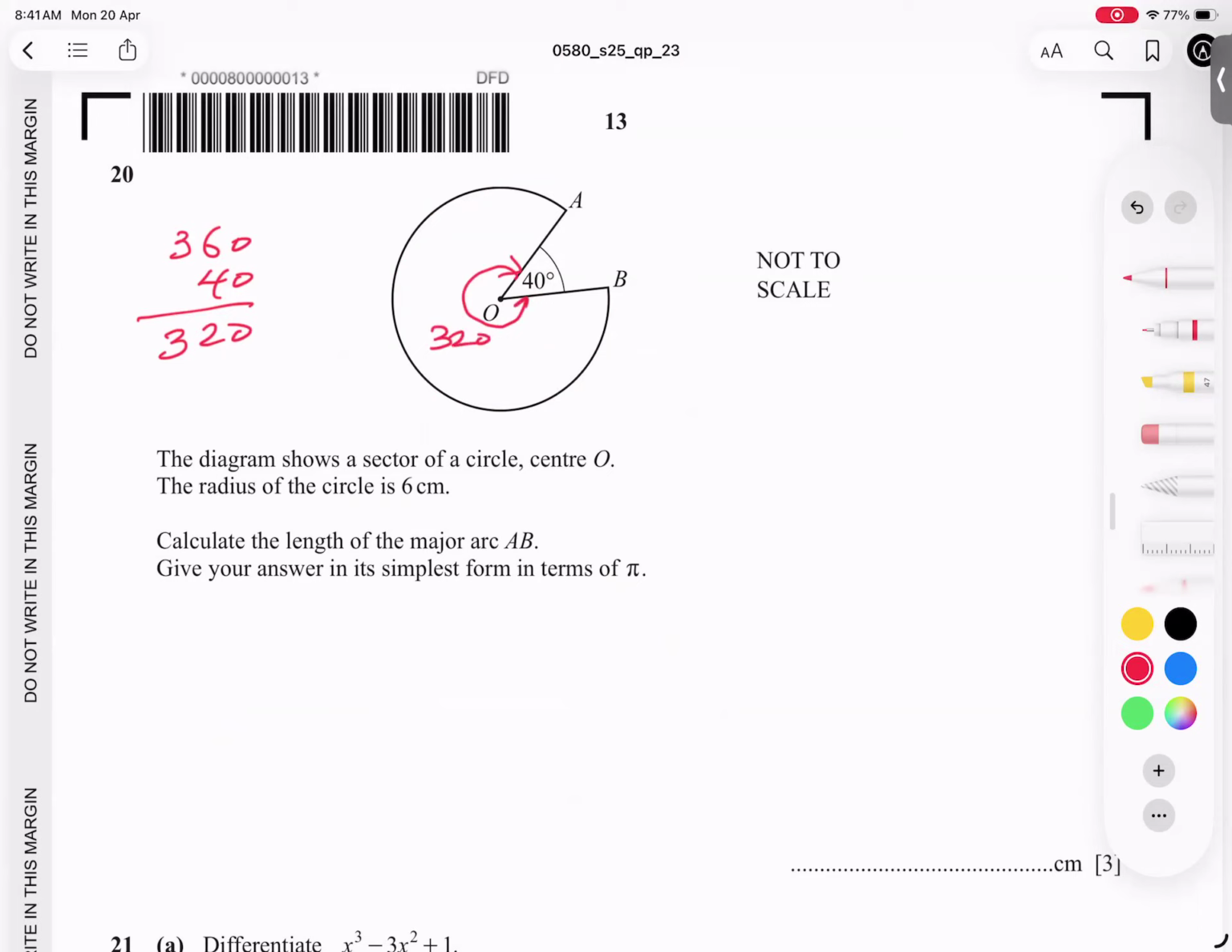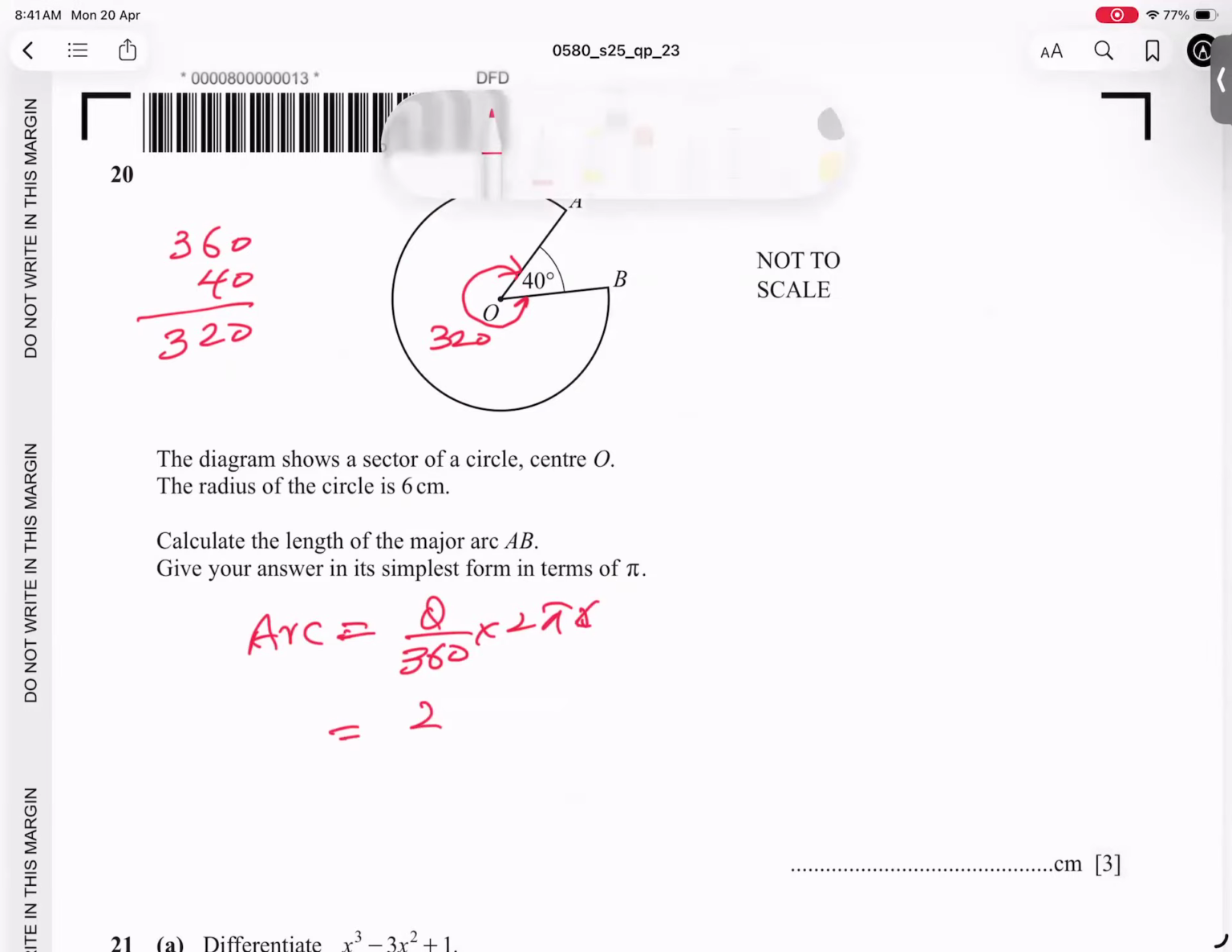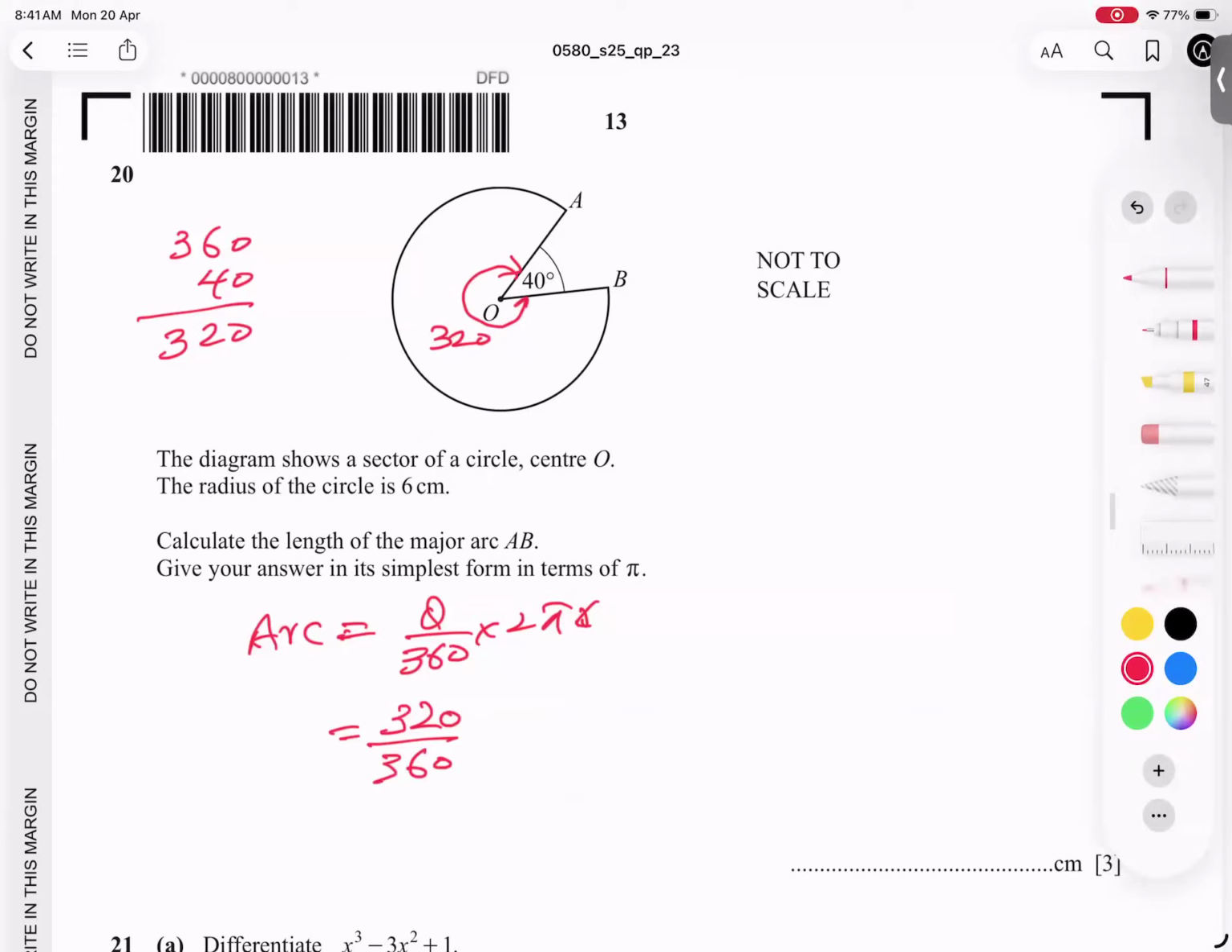So how to get the length of the major arc? So the arc formula, basically theta over 360 into 2 pi r. So I'm going to replace the angle with 320 over 360 into 2 pi, radius is 6. Now we have to solve it. 0, 0 cancel. Now this 6 ones are 6, 6 6s are 36. Again, I can say 2 ones are 2 and 2 threes are 6.